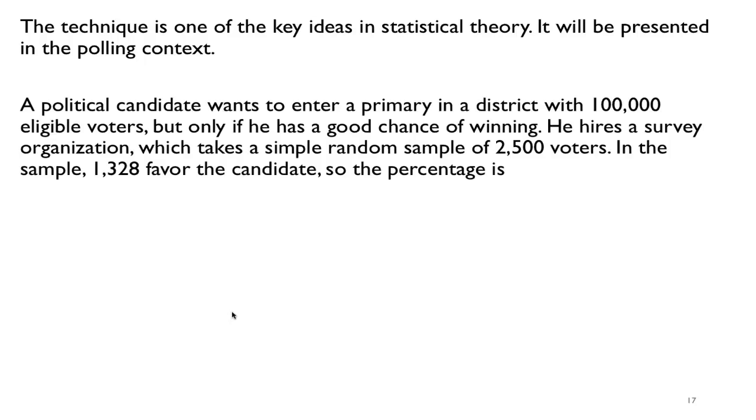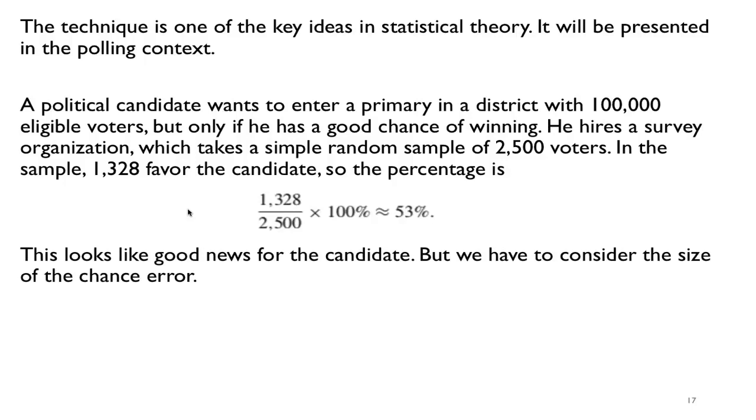So suppose, let's do an example where you have a candidate who wants to enter a primary race in the district, and let's say there's 100,000 voters, but this candidate wants to know whether he has a good chance of winning, whether he should even enter into the race. So he hires a survey organization which takes a simple random sample of 2,500 voters, and in the sample, the organization found out that 1,328 of the people favor the candidate, so the percentage is 53%. So the candidate is hopeful that 53% is above 50%, so he's hopeful that, according to this, he has a good chance of winning, and so he should enter the race.